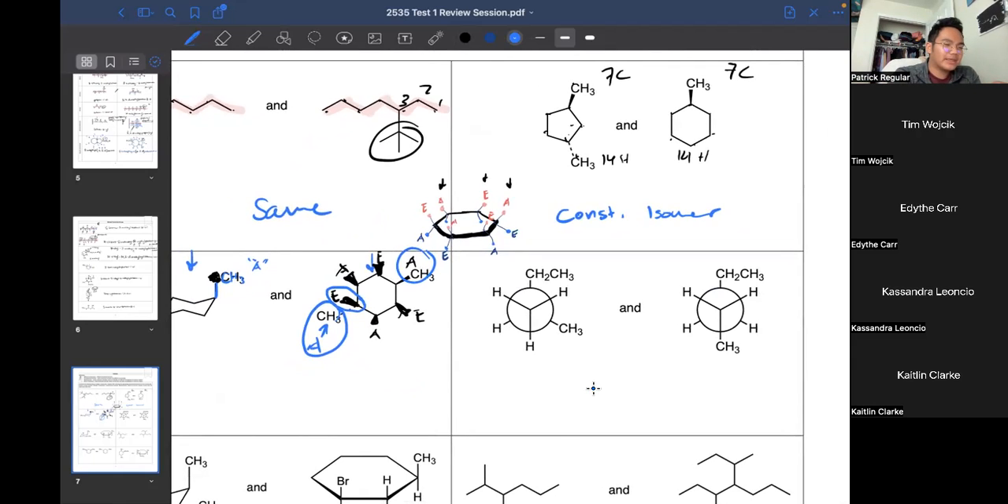Now for this one, I think the biggest giveaway are your branch groups. Does someone want to take a crack at what kind of structure these are? Constitutional isomers, different, same, or stereoisomers? Constitutional. The biggest giveaway is connectivity. This back ring is connected to both the ethyl and the methyl group. However, on this side, the back ring is connected to the ethyl group, but the methyl group is attached to this front ring. So that's a pretty good indicator that they have different connectivity.